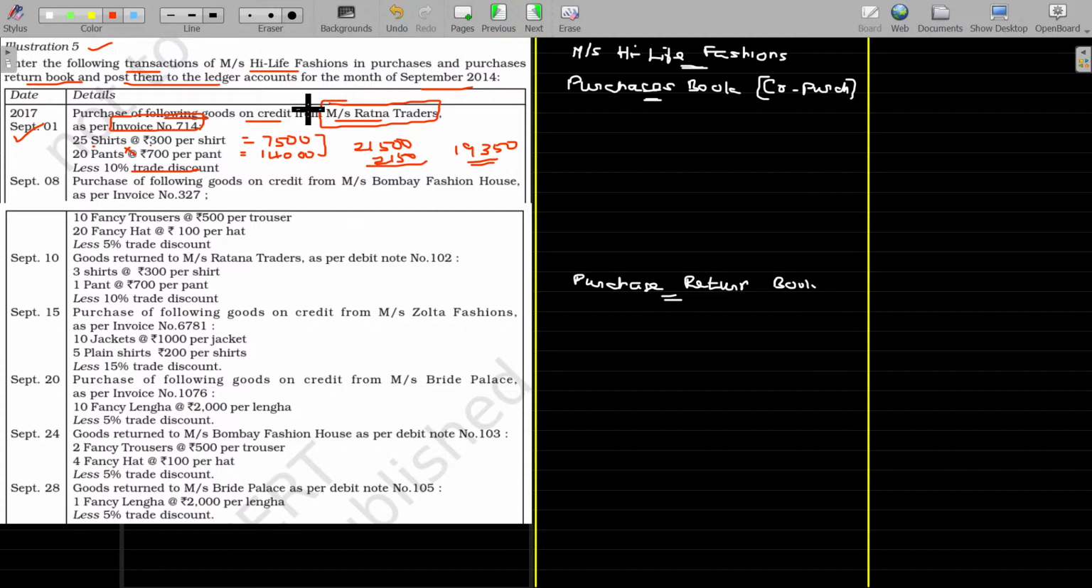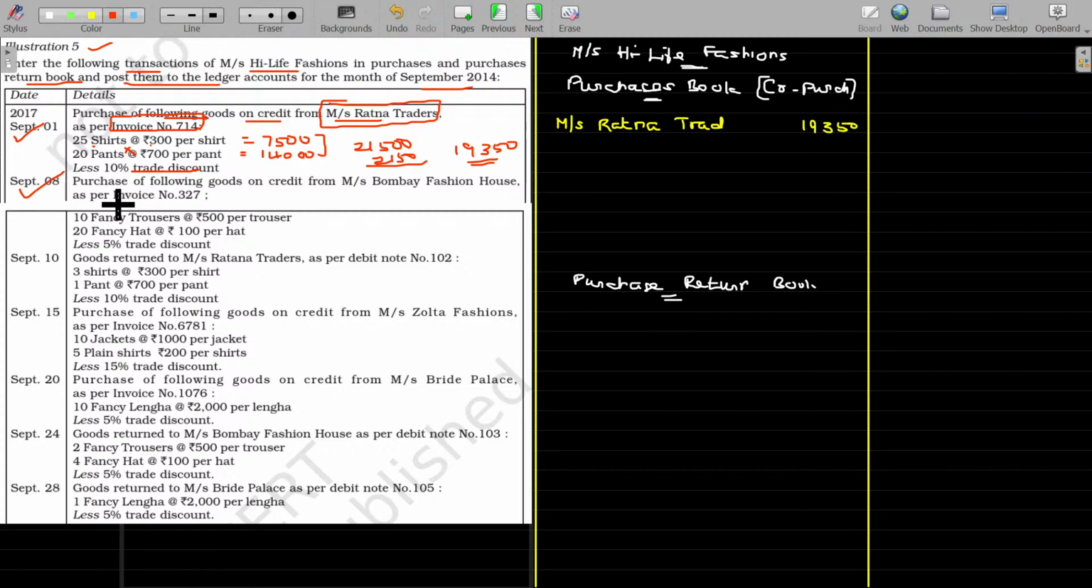If it is being cash, then it may be posted in the receipts payment side of the cash book. As it's a credit, it should be separately recorded in this purchases book. So I'll record here Mrs. Ratna Traders. I have to record the name only. The value being 19,350.